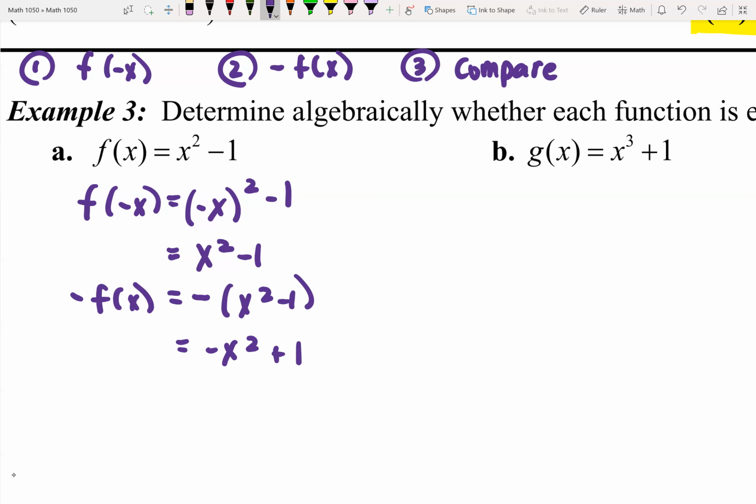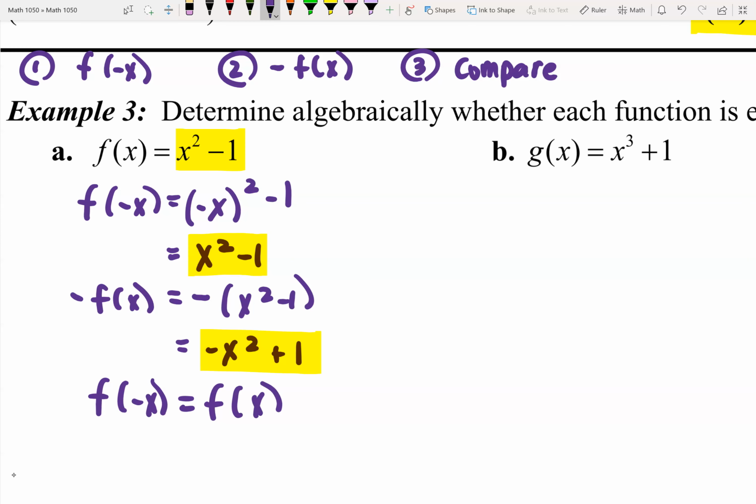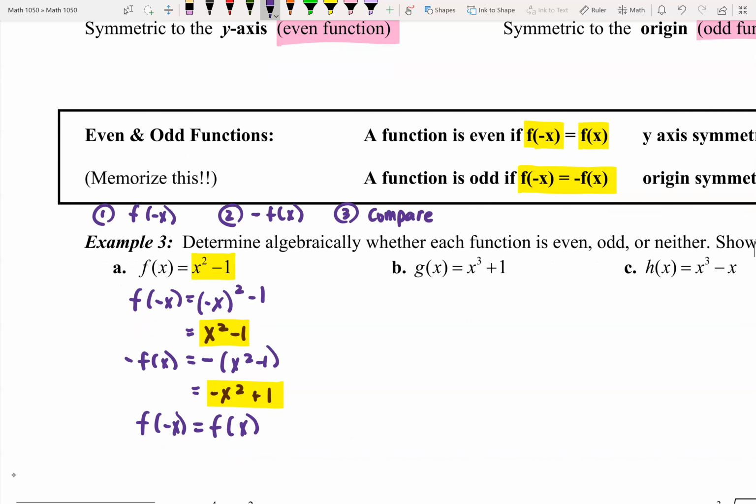Now, nobody highlight. Just watch me highlight here for a second. I'm comparing this to this to this. Are any of them the same, guys? Yes or no? Yes. Which ones are the same? Well, I'm going to say f of negative x is equal to f of x. Then you remember, if the positive equals the negative, then it's even.